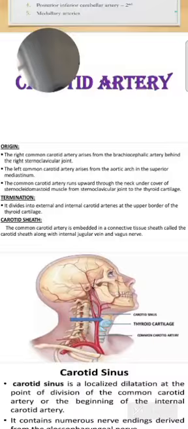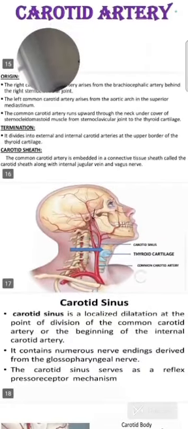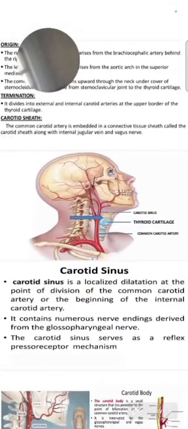Termination. So this terminates at the upper border of thyroid cartilage, where it divides into external and internal carotid arteries. Through its course, it runs inside the carotid sheath. The carotid sheath is a connective tissue sheath that includes the common carotid artery along with the internal jugular vein and the vagus nerve.